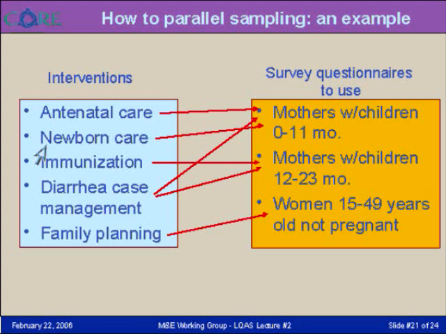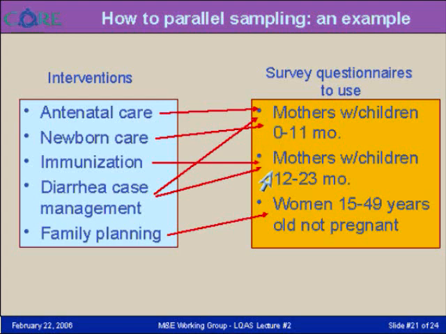If we have an intervention of newborn care, we will also include those questions in the survey tool designed for mothers with children 0 to 11. If we have an immunization intervention, more suitable would be to include those questions in the survey tool designed for mothers with children 12 to 23 months of age. If we have a diarrhea case management intervention, we would like to include questions for these interventions in both types of questionnaires.